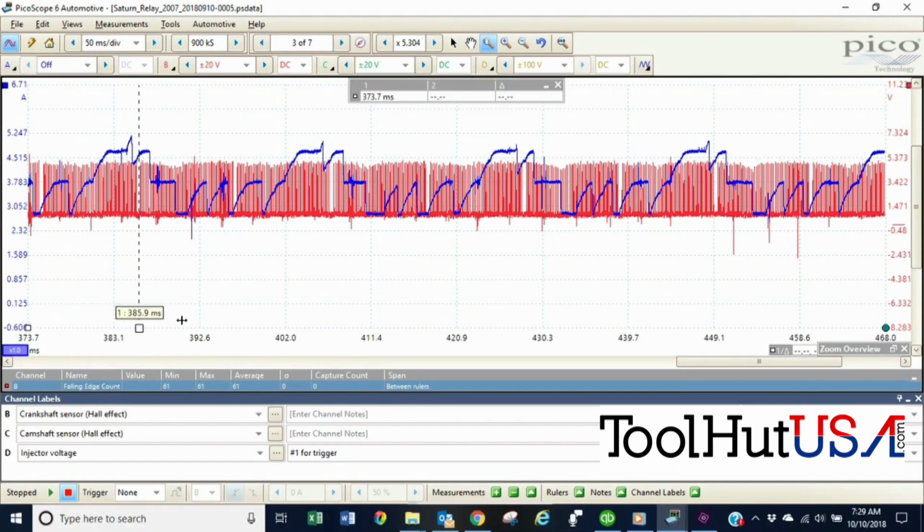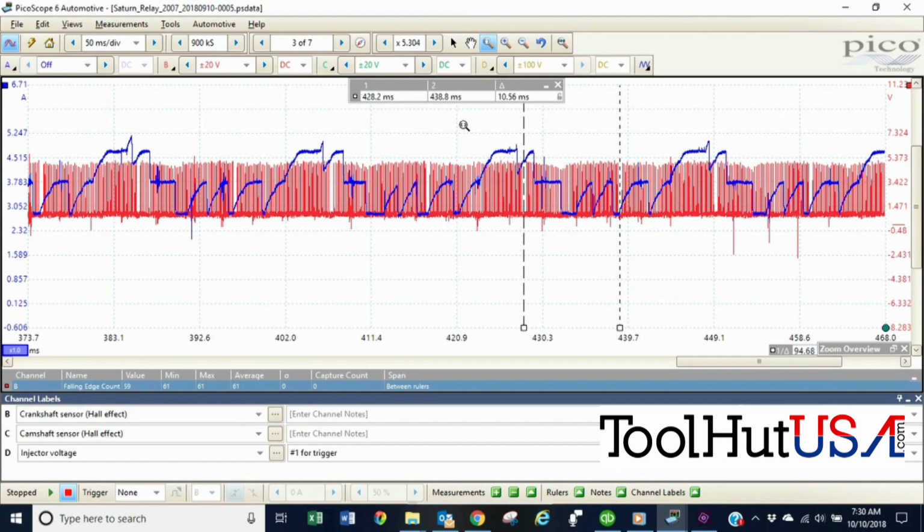Okay, so let's do this. I apologize. We're using the cursors for the measurement instead. That one's 59. 58. 58. So you can see that most of them are 58, but the 59s and the 60s, that's what's confusing the computer.